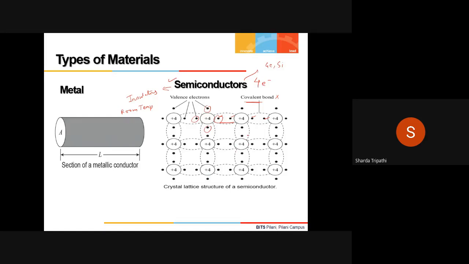Some of the covalent bond break होगा तो क्या होगा? यहाँ से एक electron जो already एक covalent bond में था, this becomes a free electron. This comes out and becomes a free electron, leaving a hollow over here. So this hollow is called a hole.